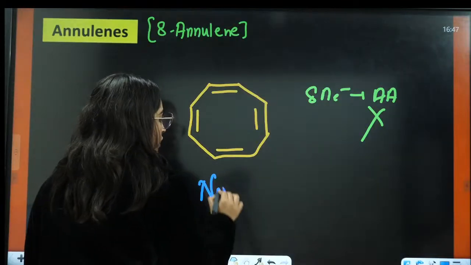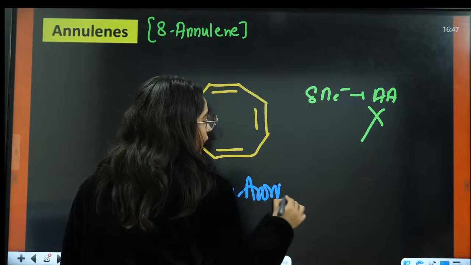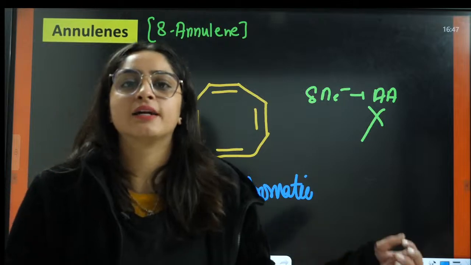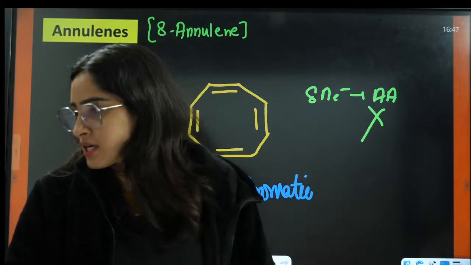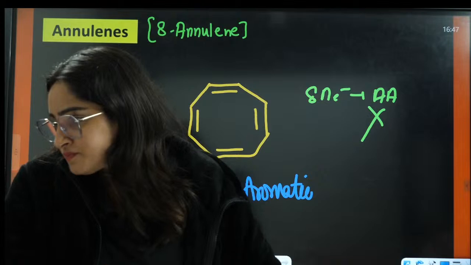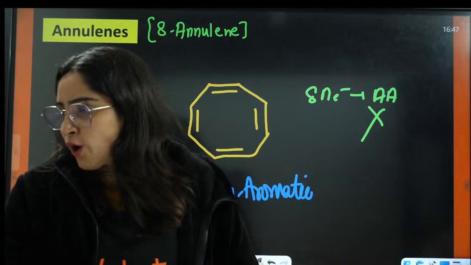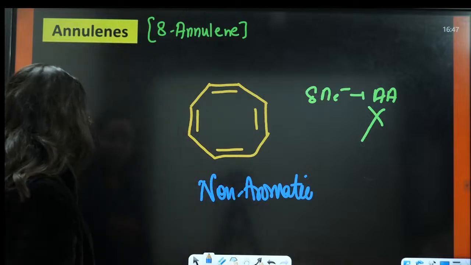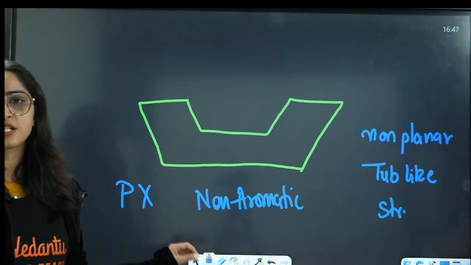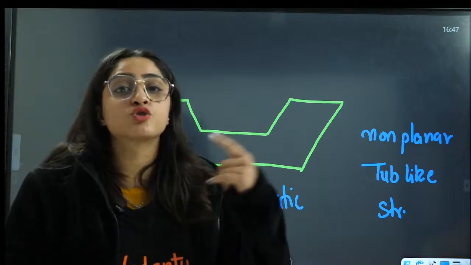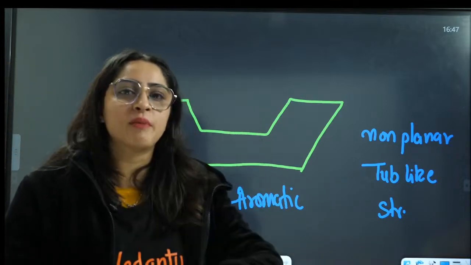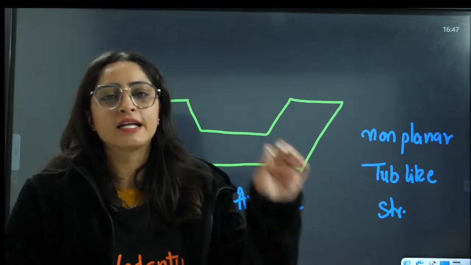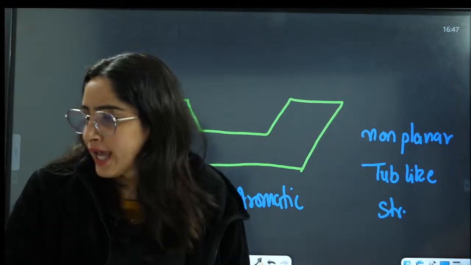It is non-aromatic. Why is it non-aromatic? Because it is not following the planarity condition. It is having a tub-like structure. Don't worry, you will not make that mistake after this. So always remember, this has a tub-like structure, that is why it is non-planar. When it is non-planar, then it is neither aromatic nor anti-aromatic. You don't need to calculate the electrons involved here. It is just non-aromatic.